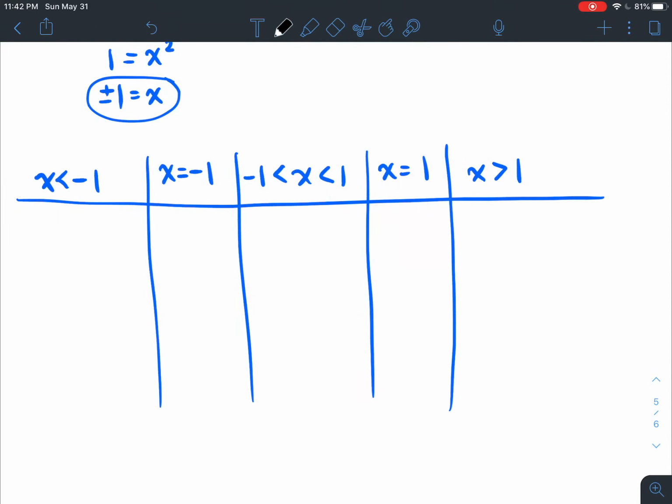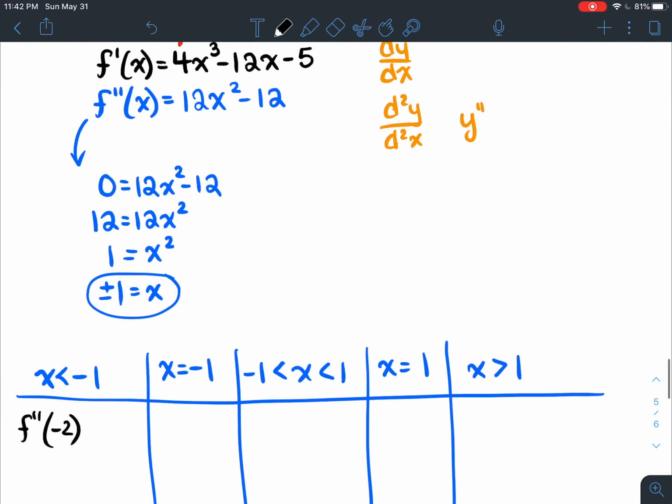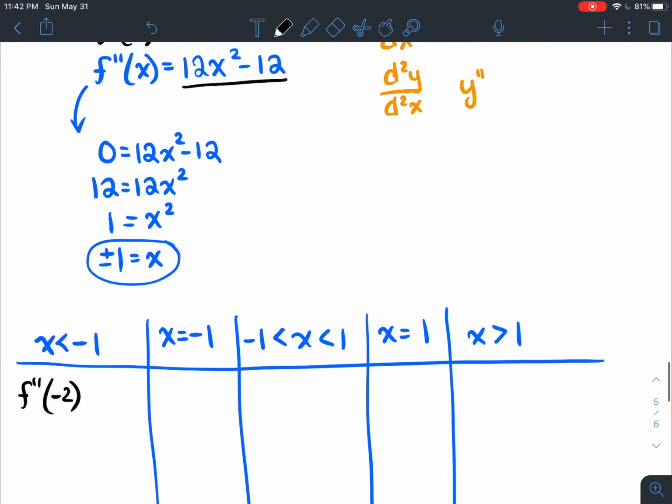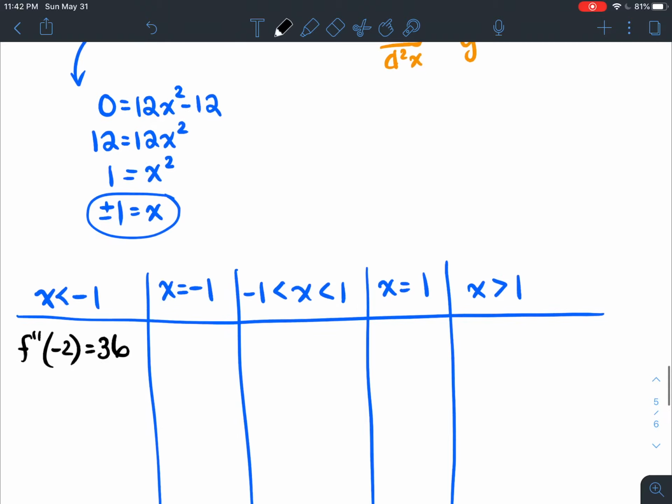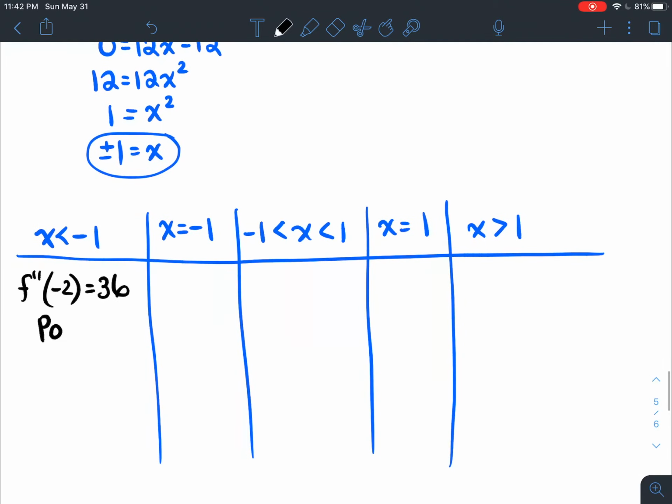And now why don't we test what happens with the second derivative? So just test a value that's less than negative 1 for the first part. So take the second derivative and just test a value. Let's just test negative 2 because we know it's less than negative 1. So if we take our second derivative, 12x squared minus 12, and we sub in negative 2, we will get 36. So that is a positive answer.